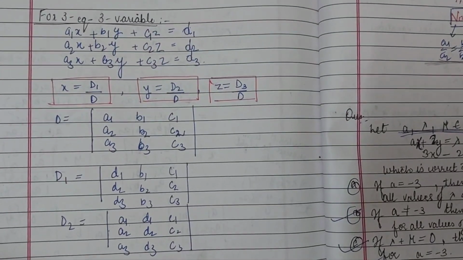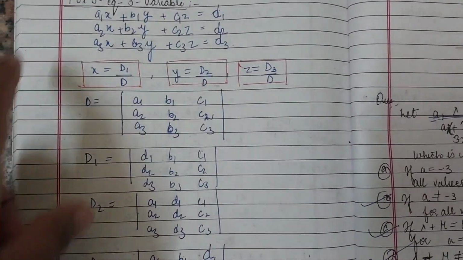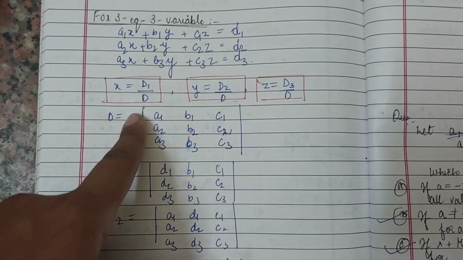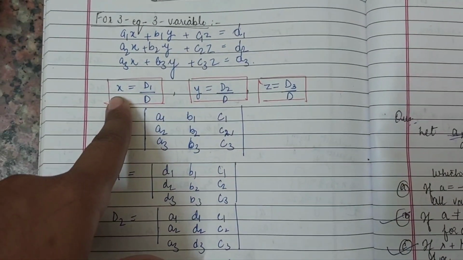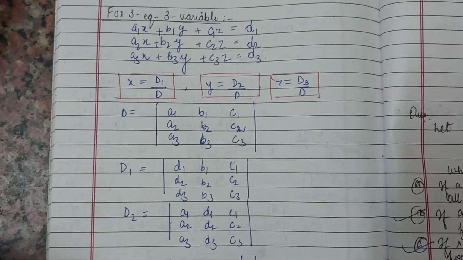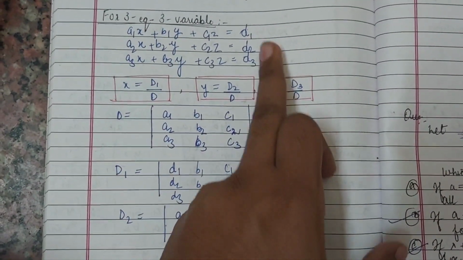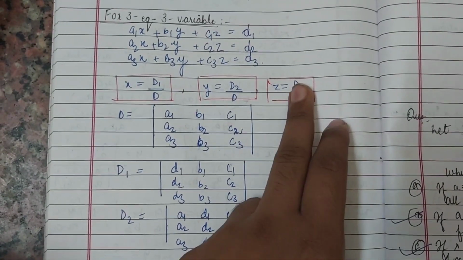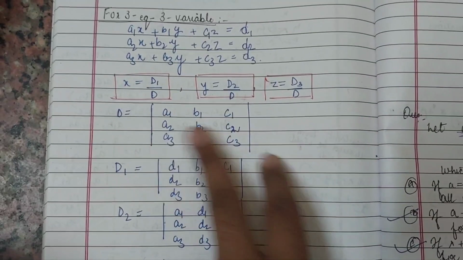I'll tell you how to find d1, d2 and d3 now. Suppose there were three equations. You find d1 upon d, which is x. Simple, you just have to find d1 upon d, that is equal to x. This is d1, I hope you're getting it. d2 upon d is y, and z is d3 upon d. I hope you're getting it.